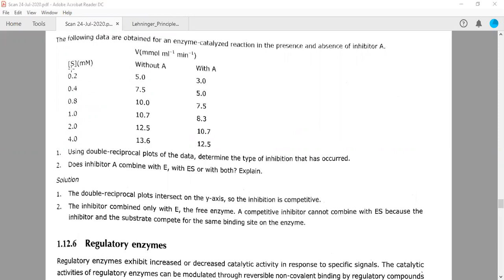So if you plot the substrate concentration in millimole with rate, that is millimole per ml per minute, either in the presence of A or without A. So actually A is the inhibitor. They have told you that A is the inhibitor. So this is plus inhibitor, and this is in the absence, minus inhibitor. You can see that in the absence of inhibitor, generally they are having more reaction rates: 5, 7.5, 10. Generally there is a difference of 2.5, except the last value, 10.7, 8.3. Using double reciprocal plot of the data, determine the type of inhibition.